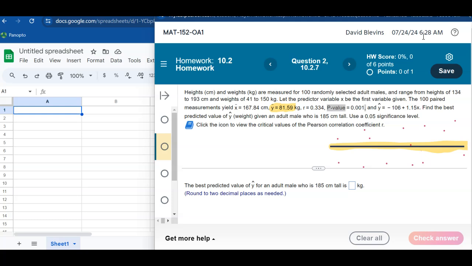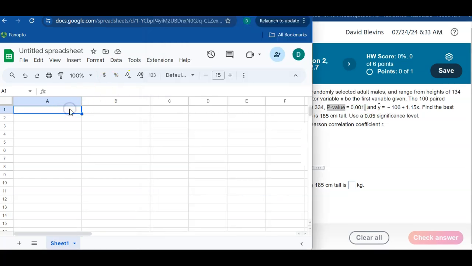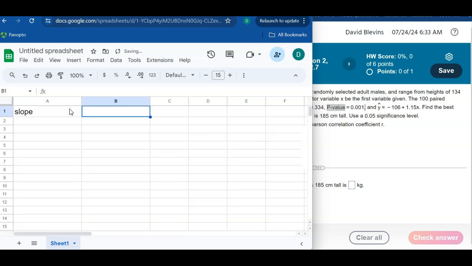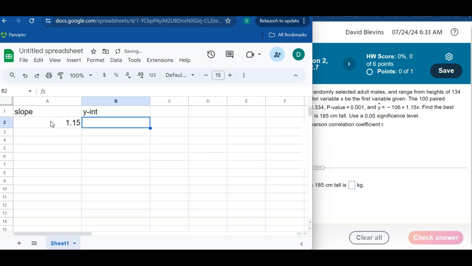We will get a slanted one here because that p-value is less than alpha, so we are going to use the line. I'm going to write over here to the side; I like to use labels. This is the slope and this is the y-intercept, and those are given to me here. The number with the x, the 1.15, is the slope. The number without it is the y-intercept. So 1.15 is my slope, and my y-intercept is negative 106.